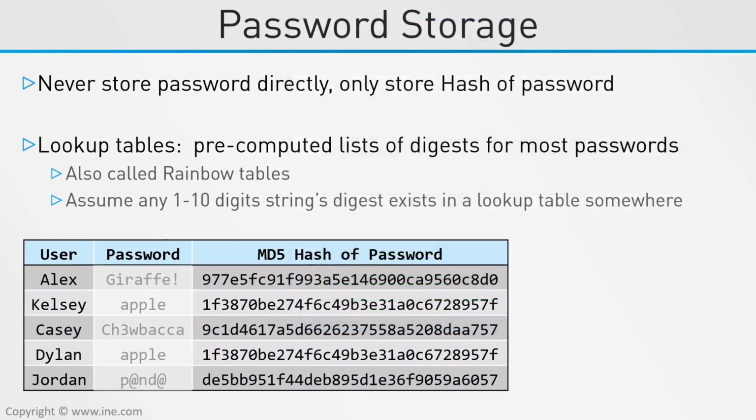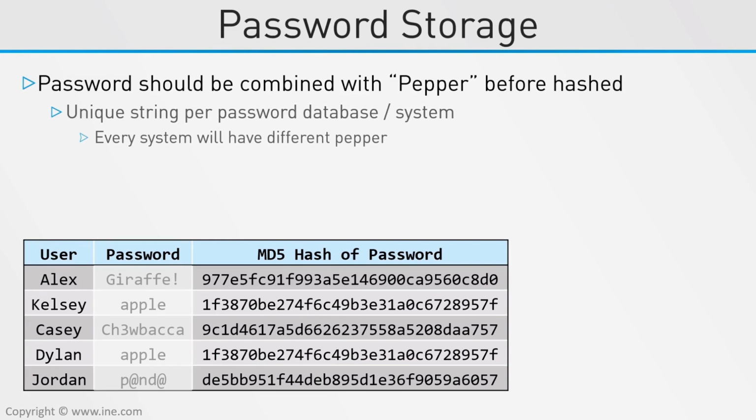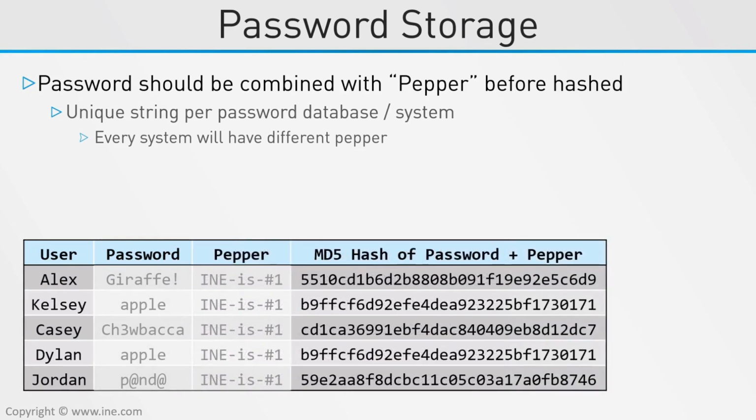So because of lookup tables, simply storing the hash of a password isn't enough, and we have to go a step further. That step further is to combine the password with what is known as a pepper before creating your hash. Pepper is simply a unique string for every single password database or application. So the application you create is going to have a different pepper than the banking system or their email system or their social media profiles or whatever. Every different system will have a unique pepper. For the case of our example, we're going to go ahead and use the pepper of INE's number 1.